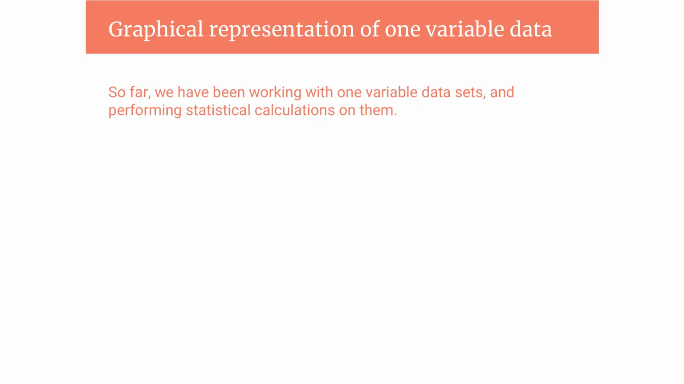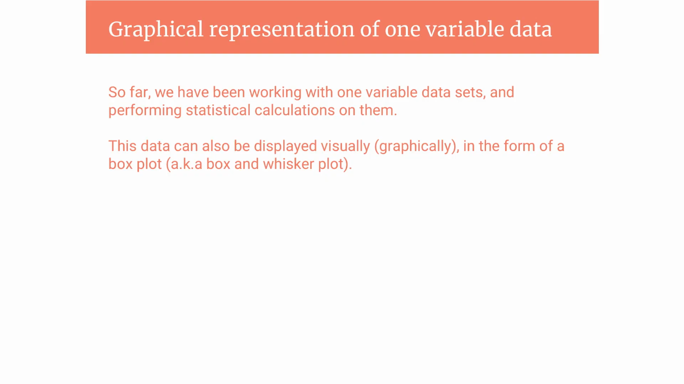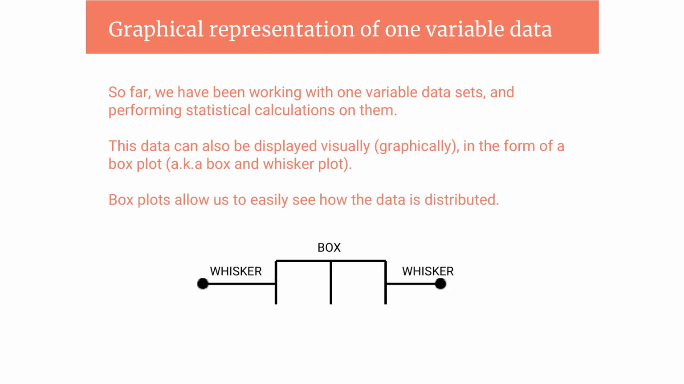So far, we've been working with one variable datasets and performing statistical calculations on them. The data can also be displayed visually or graphically in the form of a box plot, also known as a box and whisker plot. Box plots allow us to easily see how the data is distributed, and this is a very simple version of a box and whisker plot. You can see where it gets its name. There's a box, and there are the whiskers.